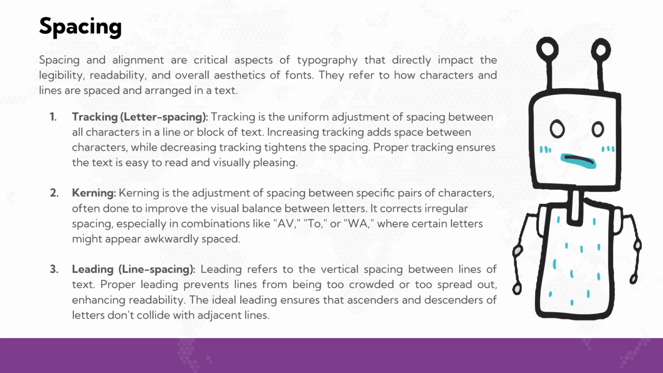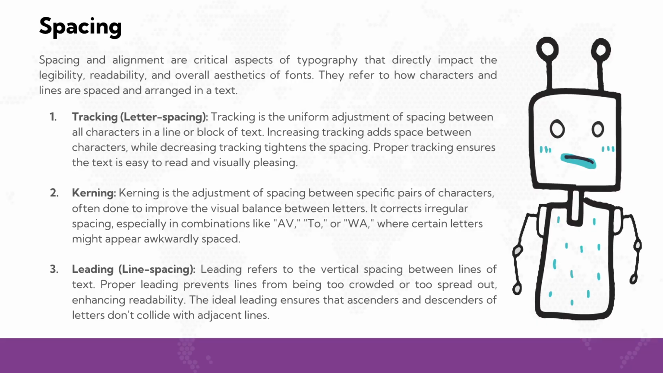So in typography, we have spacing and alignment, which are critical aspects, which directly impact how your words are read. They refer to how characters and lines are spaced and arranged in a text. So the first we're going to look at is tracking. Tracking is a uniform adjustment of spacing between all characters in a line or a block. Increasing tracking adds space between characters while decreasing tightens the spacing.